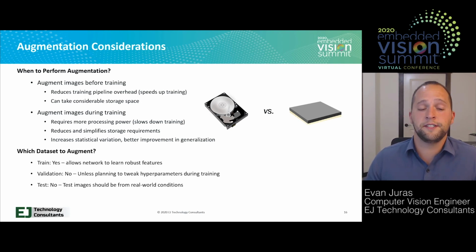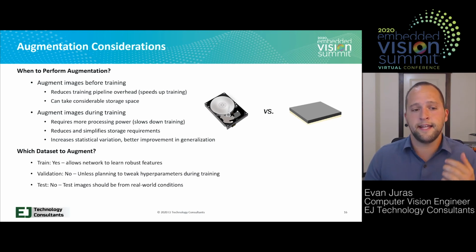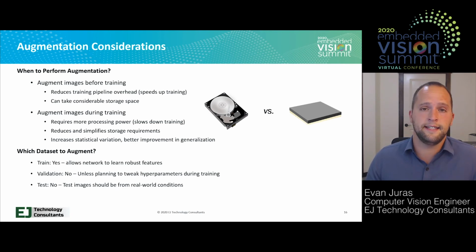Another question is, which data set should you augment? So of the 3 data sets, you have a training data set, a validation data set, and a test data set. For the training data set, yes, you do want to augment the images in your training data set. That will allow your network to learn the different variety of visual conditions that your object will be in. It'll allow it to learn robust features to detect the objects. So yes, you do want to augment your training data set.